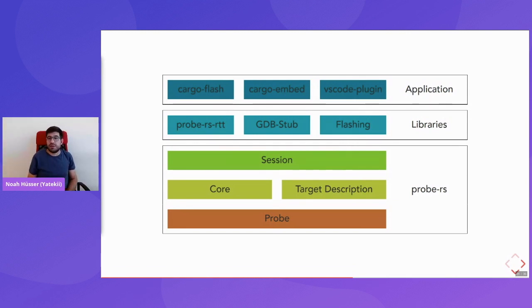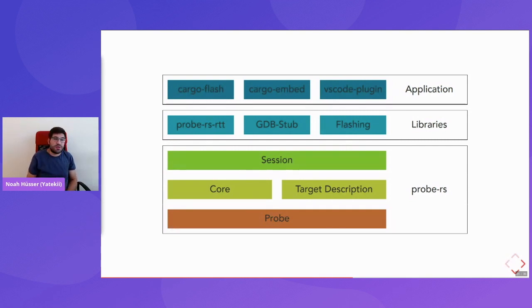And on top of that, we can build third-party libraries. For example, probe-rs-rtt, a GDB stub, or our flashing tools. Of course, the flashing tools are inside probe-rs because they're commonly used very often, but it's really just building on the layers below. And on top of that, we can build applications. For example, cargo-flash, cargo-embed, or our VS Code plugin.